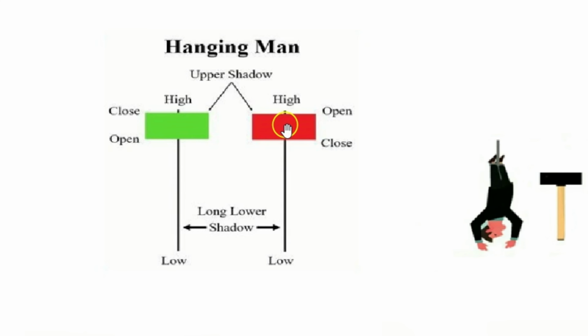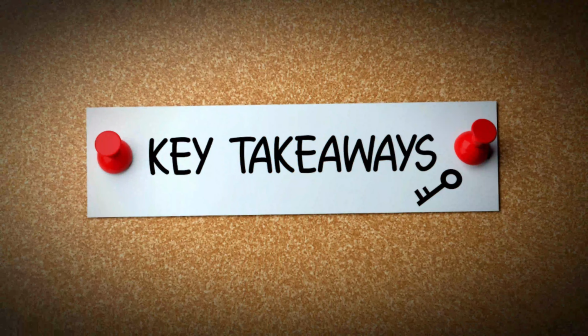The candle is composed of a small red body, a long lower shadow, and a little or no upper shadow. The hanging man shows that selling interest is starting to increase. In order for the pattern to be valid, the candle following the hanging man must see the price of the asset decline. Before moving to a real chart example for this pattern, here are some key takeaways to keep in mind.